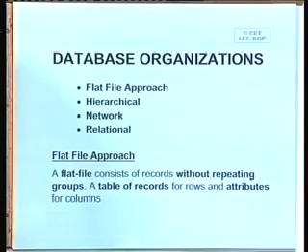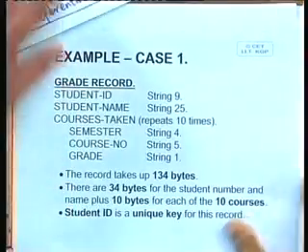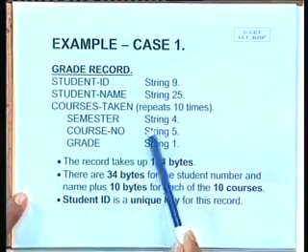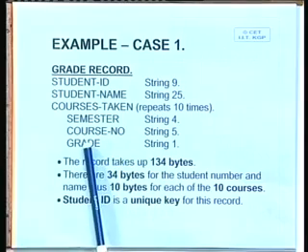Now, what is a repeating group? I'll explain repeating groups. See, in this example you have seen that we are saying the course taken repeats 10 times. That means the semester, course number and grade, these are array elements.